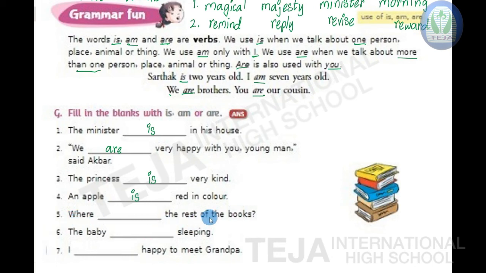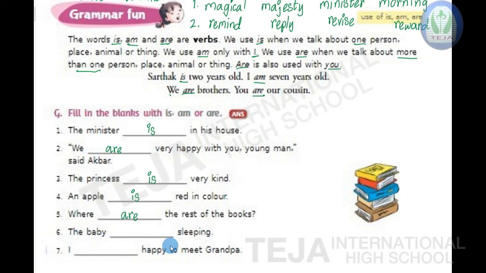Next, fifth one: Where dash the rest of the books? Here books is a plural form. So the word are is the correct answer. Write are on the blank.